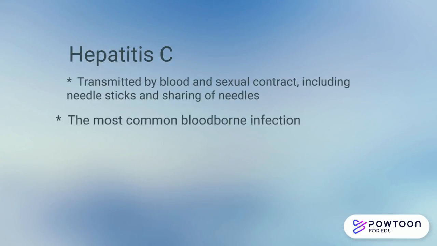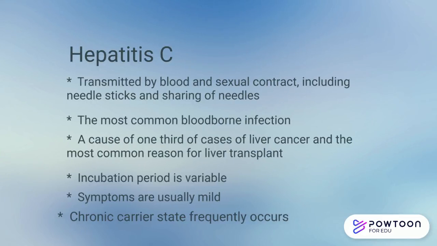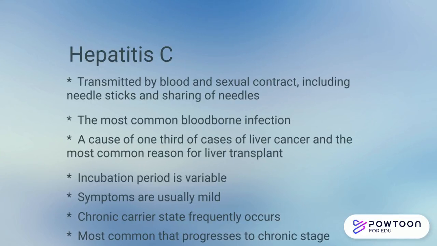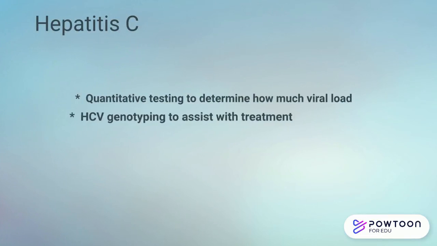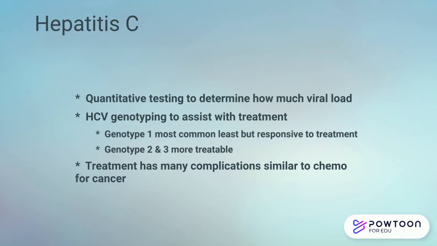Just some additional facts about hepatitis C. Again, it's the most common bloodborne infection here in the United States. It causes about 1/3 of the liver cancer cases and is the most common cause for a liver transplant in the United States. A few special things about hepatitis C is that they do quantitative testing to see how much viral load is in replication. And also because there are several genotypes of hepatitis C and they are very, very different, if someone is diagnosed with hepatitis C, they need to go through genotype testing so they can determine the treatment.